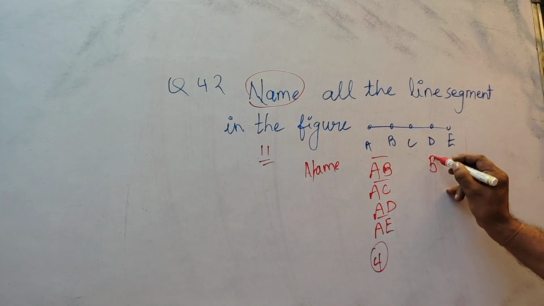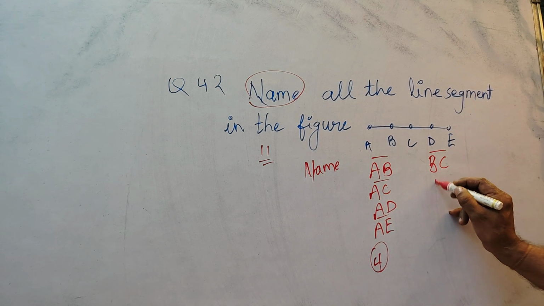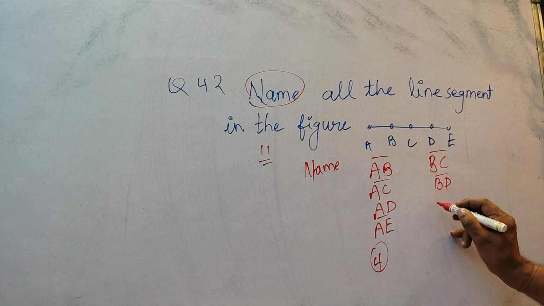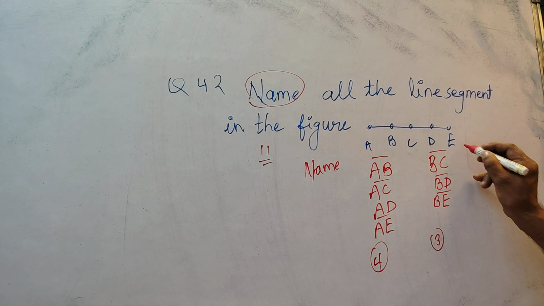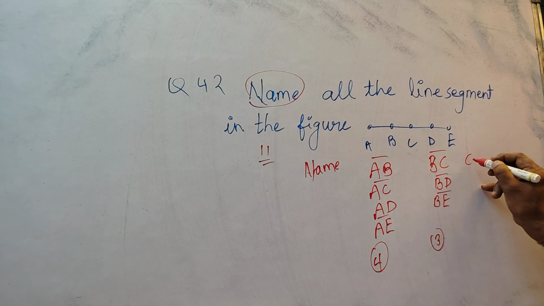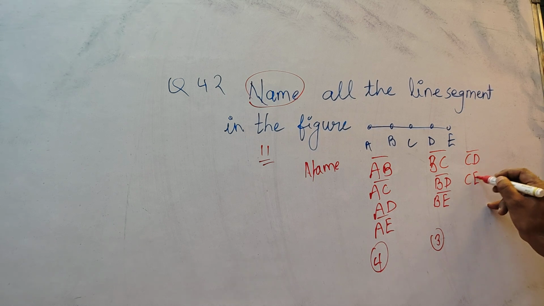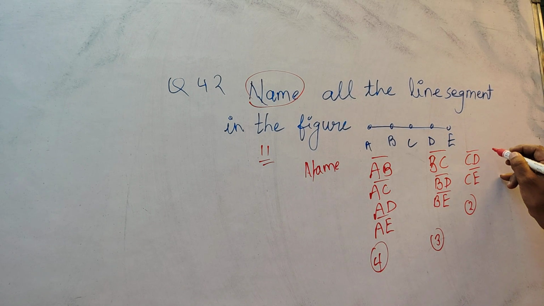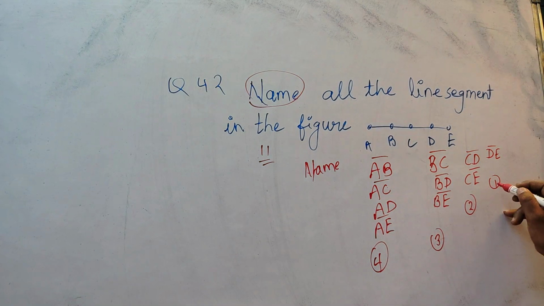Then we do B. B C. B D. B E. There are three line segments. Yes, correct. Now come to C. C D. Yes, C E. Correct. Two. Next come to D. D E. Yes, 1. So 4 plus 3, 7 plus 2, 9 plus 1, 10.